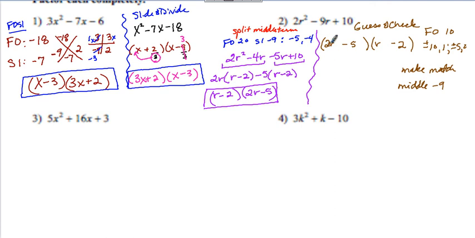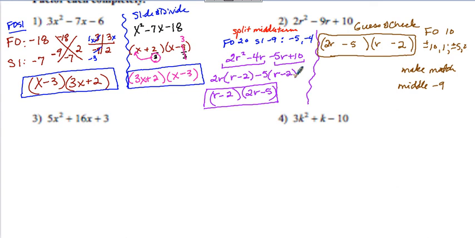And if we were to refoil this out, 2r times r is 2r squared. 2r times negative 2 is negative 4r. And a negative 5r gets us our negative 9r. And sure enough, this method has netted us the same answer as the purple, the splitting the middle term.